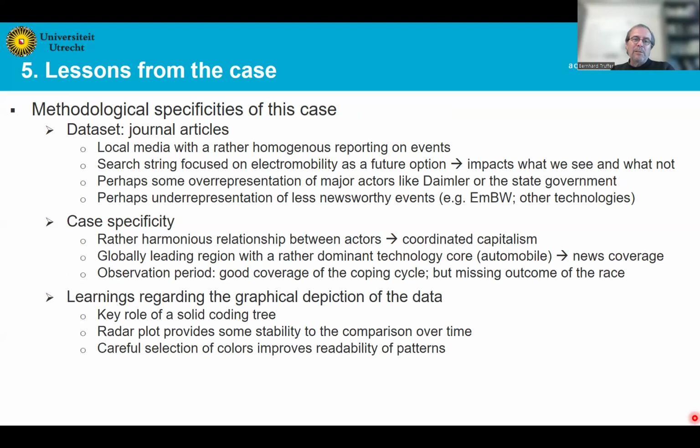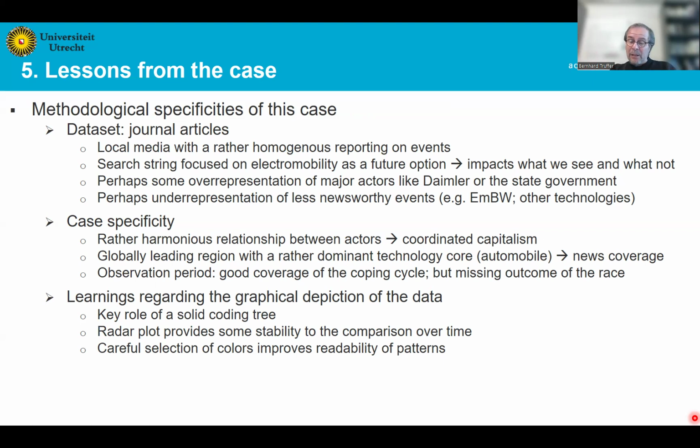Finally, a few specific learnings regarding the graphical depiction of the data. There's doubtlessly always a key role of a solid coding tree. The coding tree is like the basic structure for everything that you will see later in the networks, etc. So it's very worthwhile to do a very good job in coding the data appropriately. We chose the radar plot, which provided some stability to the comparison over time. Of course, you always have to check with other layout procedures like stress minimization, so you don't overinterpret or misinterpret overlays of nodes and the like.